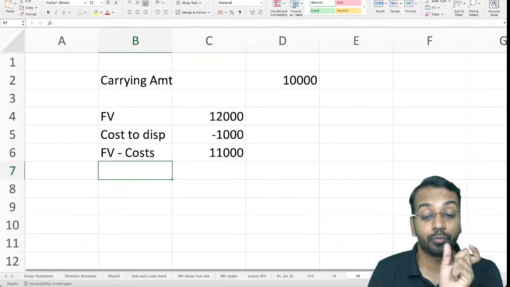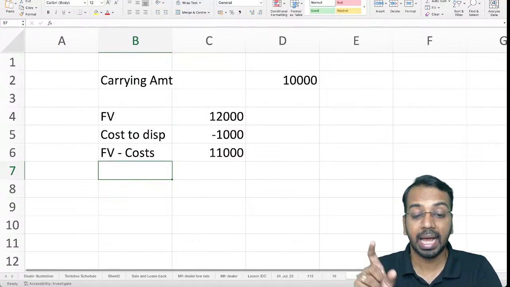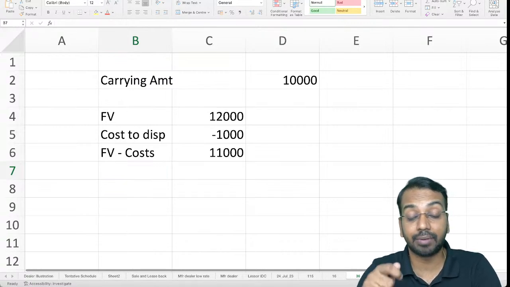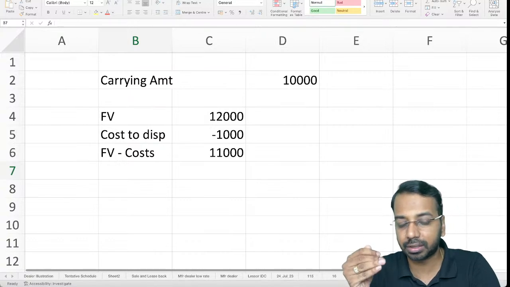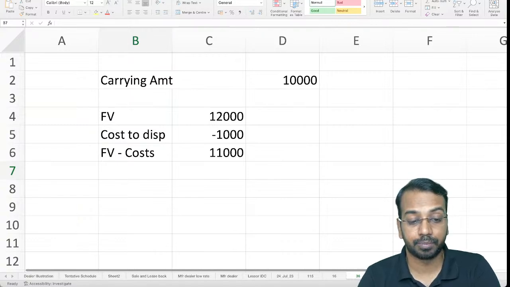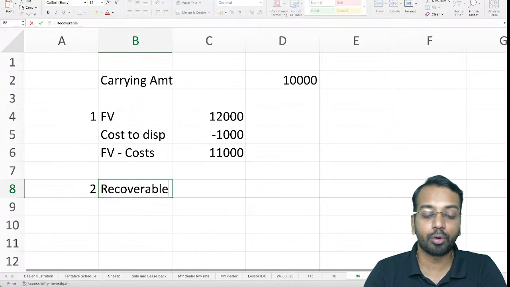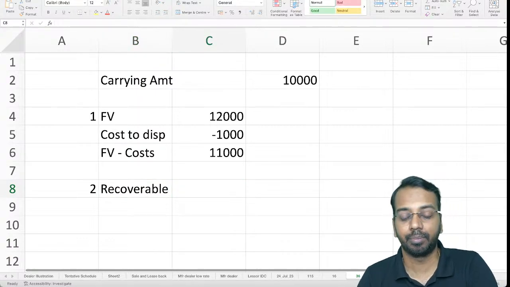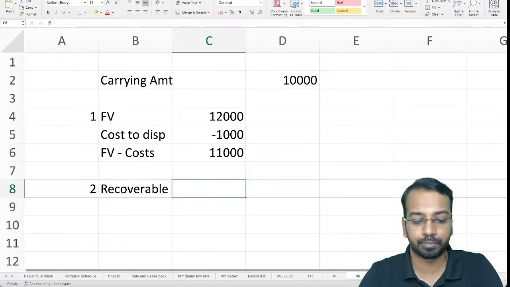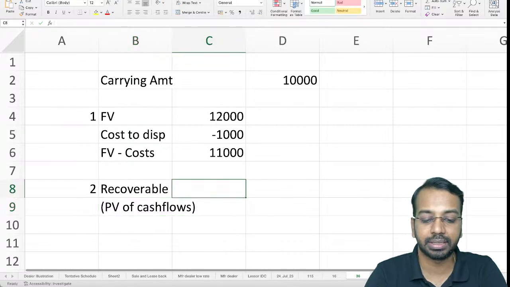Means I have an asset worth 10,000. If I sell it, or if I determine the fair value, I'll get 12,000, and to sell that asset I have to incur a cost of 1,000. So 12,000 minus 1,000 is fair value less cost to dispose. Then this is the first calculation. The second calculation is what we call the recoverable amount. Means how much amount will I recover from this particular asset by using it. Now for that, what we calculate is present value of cash flows, and let us say it is 9,000.